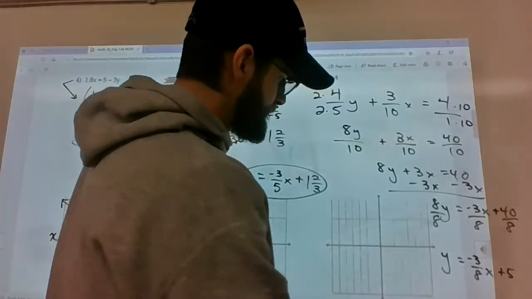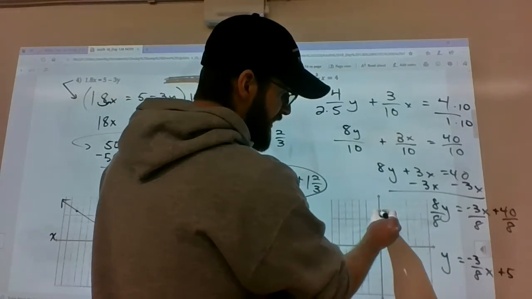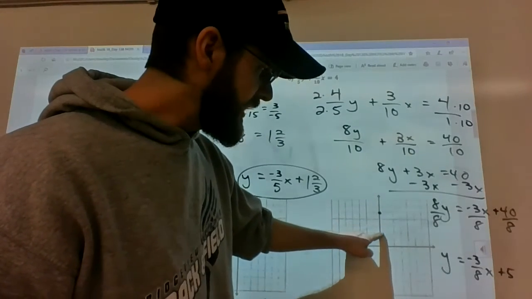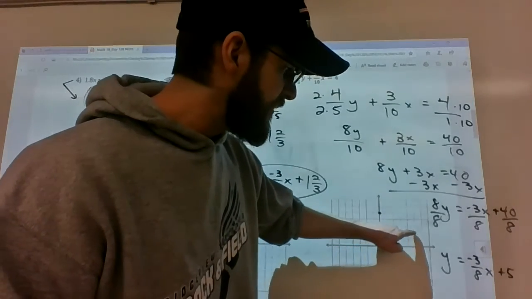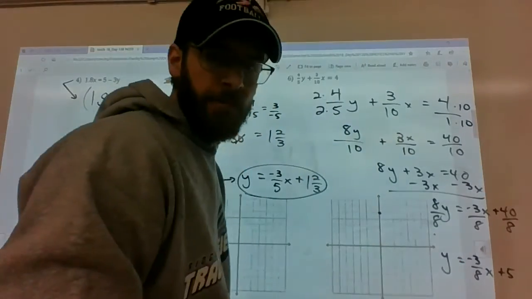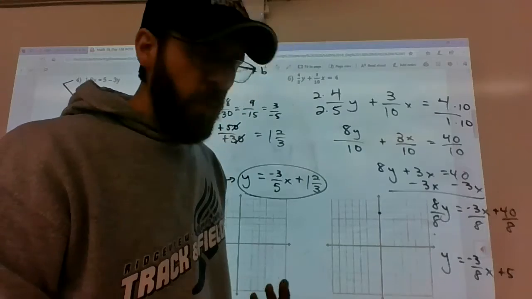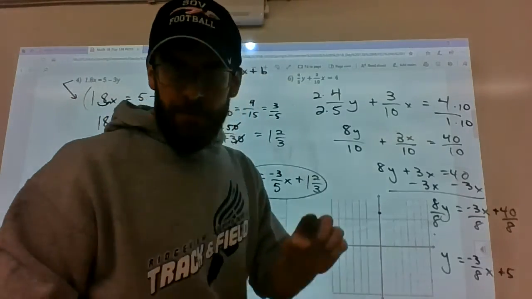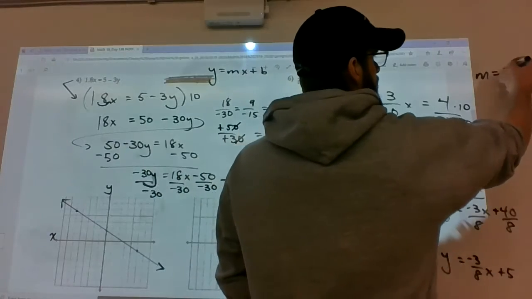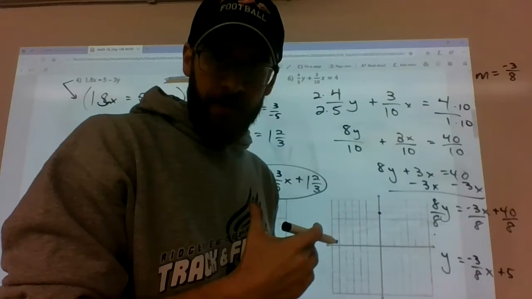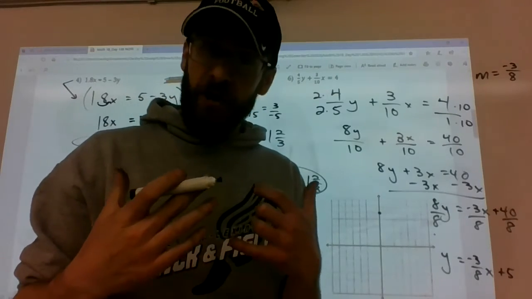So the b value is 5. So that's 1, 2, 3, 4, 5 units above the x-axis. Then you're going to go down 1, 2, 3 and right 1, 2, 3, 4, 5, 6, 7. I'm just going to estimate one more block. Here's another way you can do that. You can say if m is equal to negative 3 over 8, you can technically cut the top and bottom of that fraction in half.